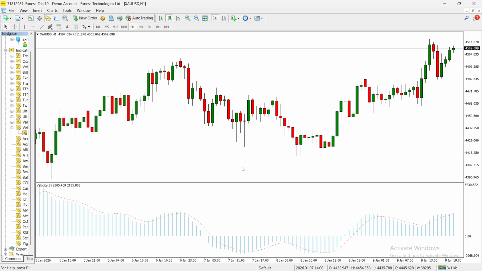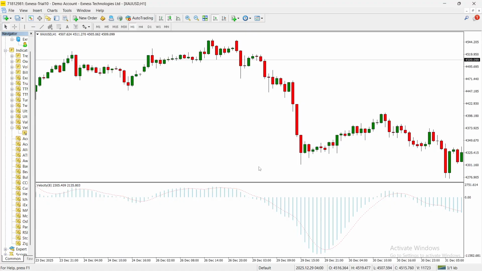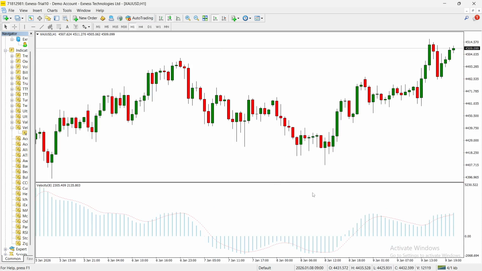The Velocity V2 indicator MT4 is an advanced momentum-based trading tool designed to measure the speed and strength of price movements with enhanced precision. It is a powerful technical tool designed to measure the average speed at which price changes within a given time frame, providing insights into momentum acceleration and deceleration. It analyzes the rate of price change rather than just direction. The Velocity V2 helps traders identify when momentum is building, when trends are accelerating, and when exhaustion may be approaching.